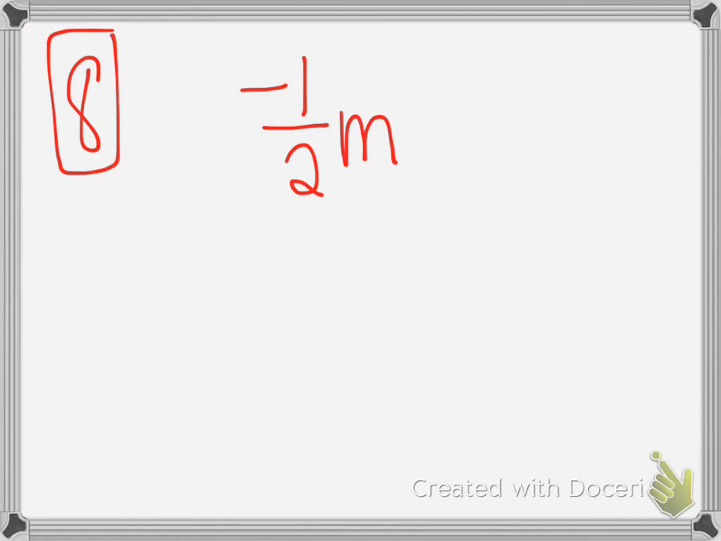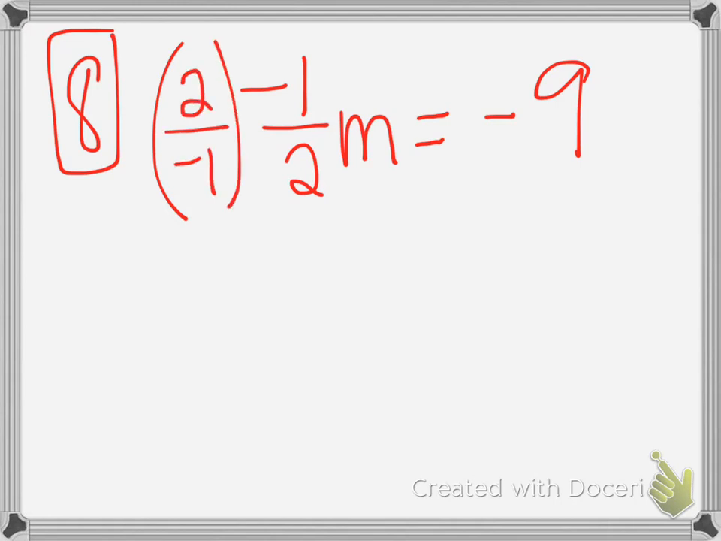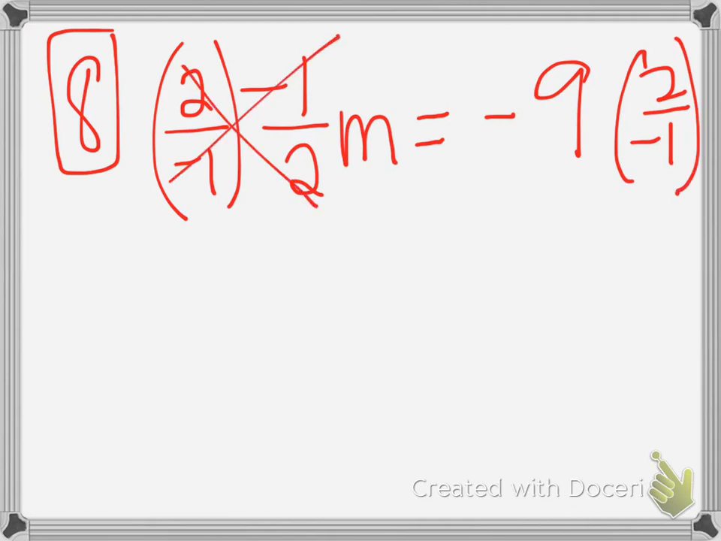Number 8 says negative 1/2 m equals negative 9. To get rid of my negative 1/2, I want to multiply by 2 over negative 1. Alright, so these cancel on the left. I'm left with m. Negative 9 times 2 is negative 18, divided by negative 1, positive 18. Now you can always go back and check these. So you can always fill in what you get for your variable and work it out and make sure that the left and right sides do match.